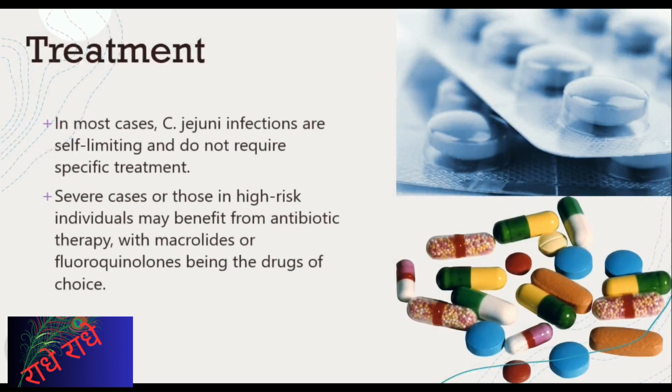Campylobacter jejuni is a common bacterium that can cause foodborne infections, which may have serious effects. Generally, the disease is mild, but in certain risk groups or severe infections, antibiotics such as macrolides or fluoroquinolones can be used to manage it. It is important to follow medical advice to ensure positive results.